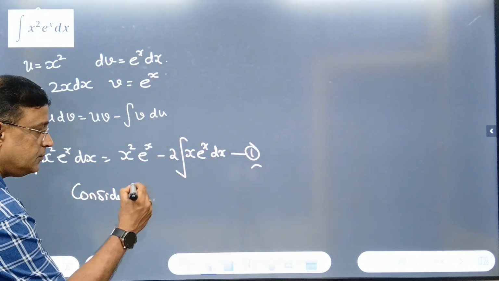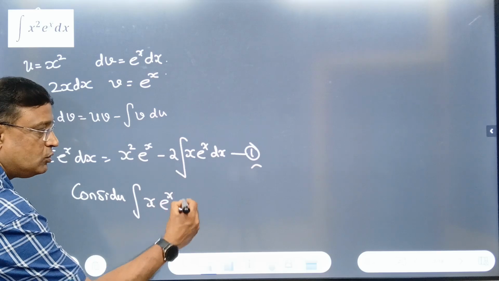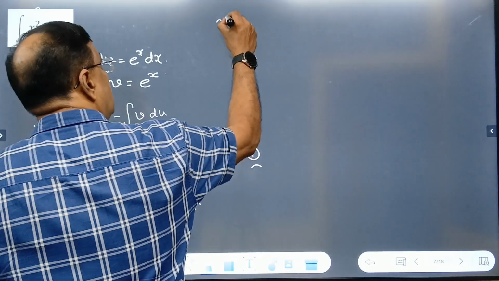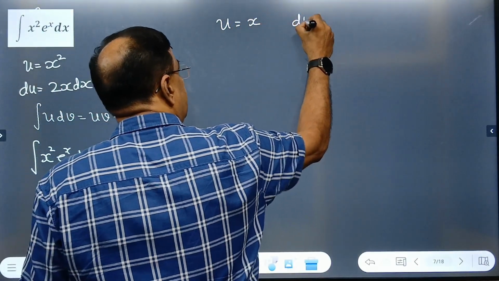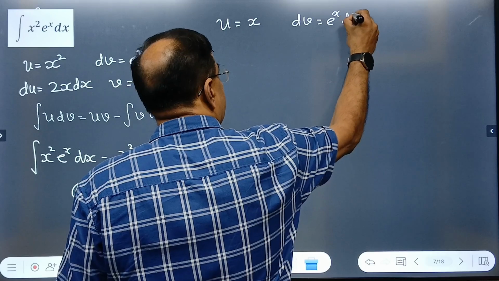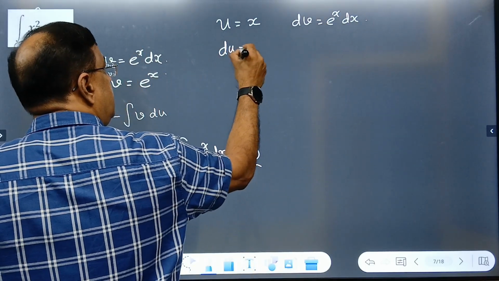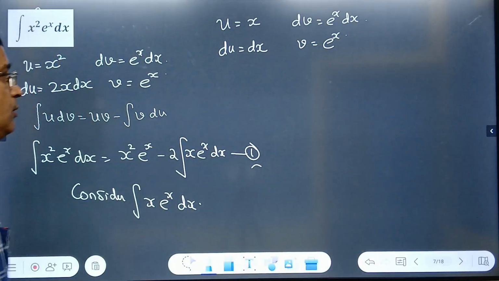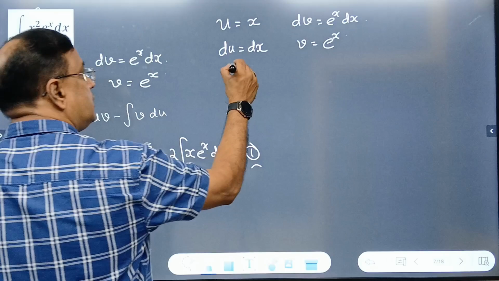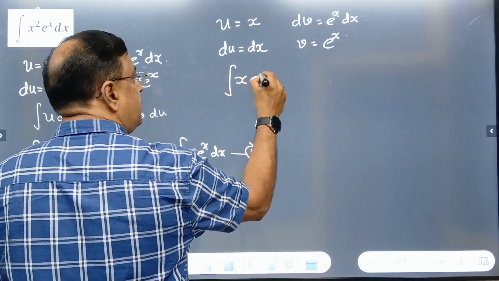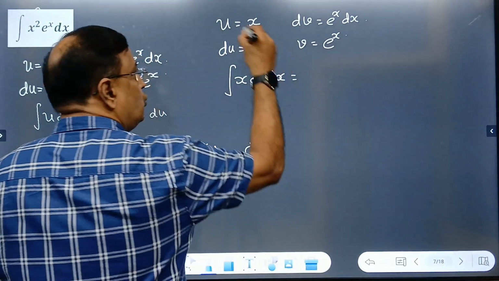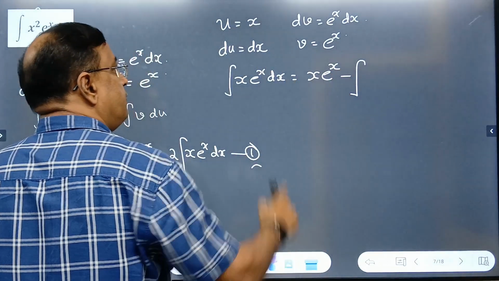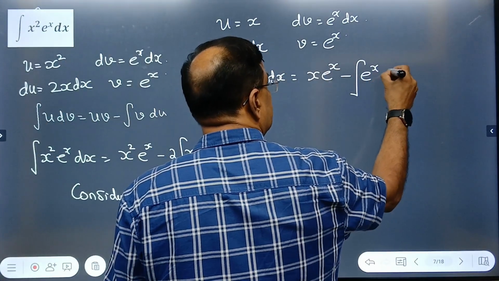Consider this is something like log x whole square, which we did. I am going to do integration by parts yet again. So what is my u? U is x and my dv is e power x dx. So what is du? Du is dx and v is e power x. Now what is integration by parts? Integral x e power x dx is uv, so x into e power x, uv minus integral v du. So it is e power x dx.